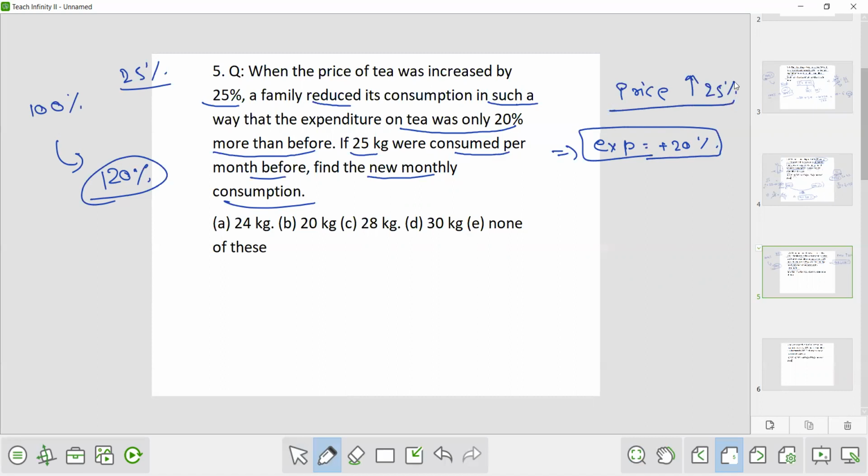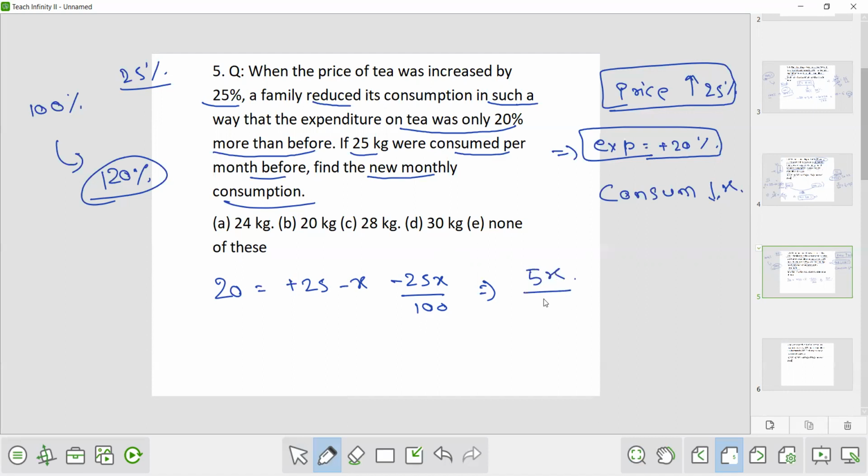Now the price increased by 25%. So how much should the consumption be reduced? Let the consumption be reduced by x%. So 20 is equivalent to plus 25 minus x minus 25 into x upon 100. So this is how much? This became 5x by 4 equals 5. So from here 5 got cancelled, x is 4%. So the consumption should reduce by 4%.